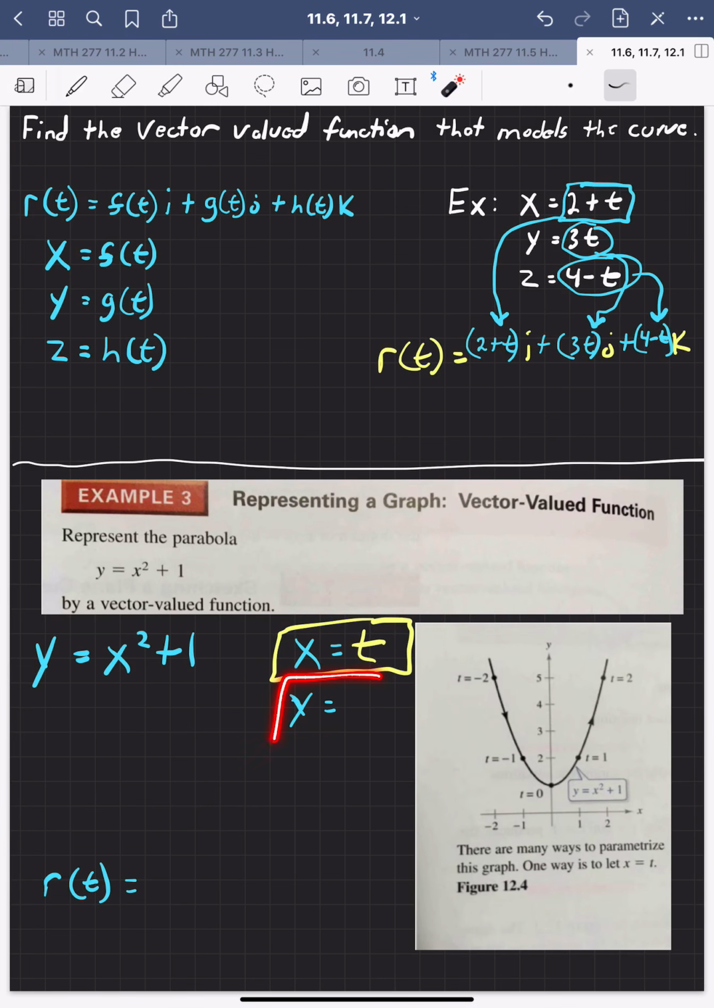Now, we also need y to be in terms of t, but that's easy. If x is now defined as t, I will just plug t in here for x. So therefore, y is going to be equal to, and we want to make sure we use parentheses here, t squared plus 1. So at this stage, you have your parametric description. The reason why I use the parentheses will become apparent in just a second. So as of now, let's go ahead and form our vector valued function.